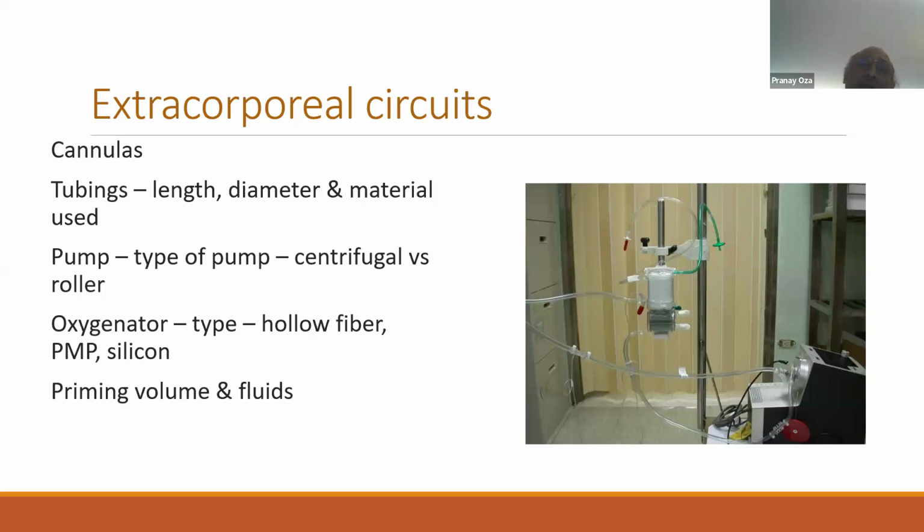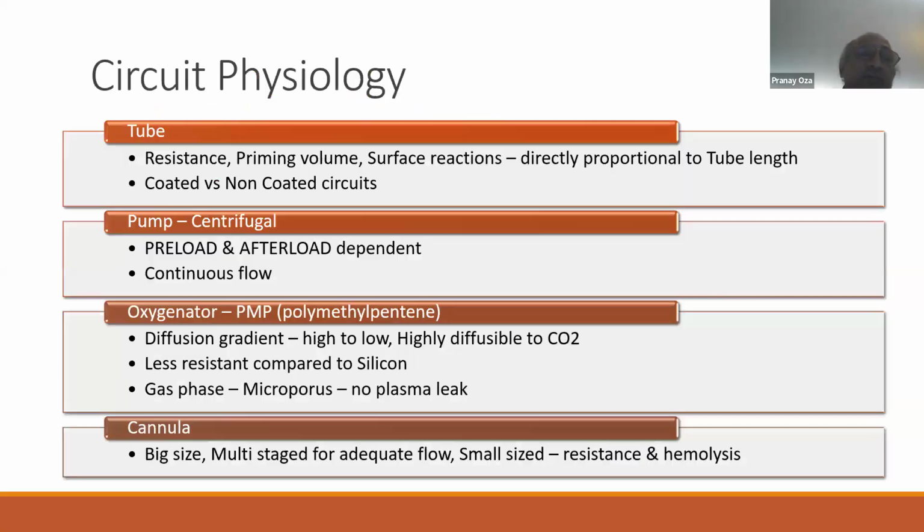The components we use in the extracorporeal circuit are the cannula, the tubing, the length of the tubing, the diameters, and the material used, which is going to affect the physiology of the patient. We use a centrifugal pump. We don't use a roller pump, but again, that can have an effect on the patient. Oxygenator: hollow fibers versus PMP with silicone. The one we commonly use right now in ECMO is the PMP oxygenator. And then there is the priming volume of the circuits and the fluids we are going to use. All of that is going to affect the physiology.